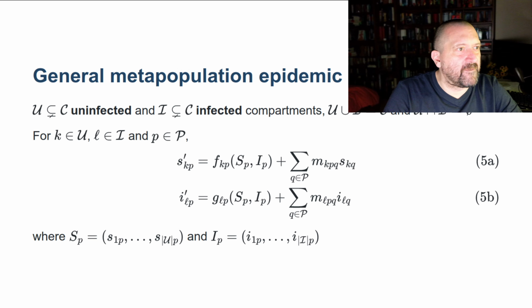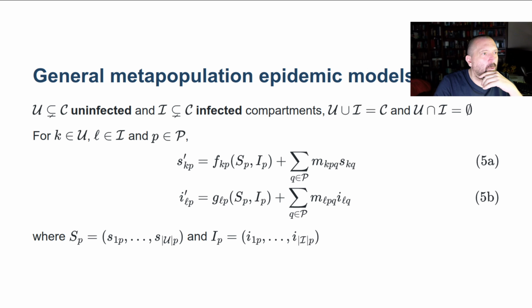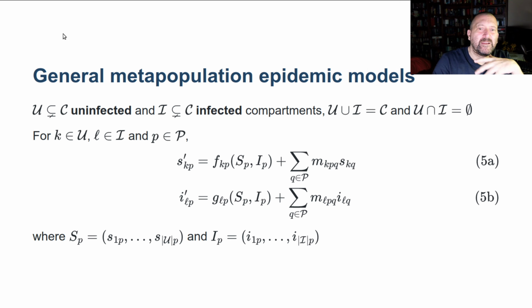In general, if I think about metapopulation models, I can summarize things this way. I have uninfected compartments and infected compartments, and I'm just going to split all the compartments that are possible between uninfected and infected. So the union of the two is all the compartments that I'm considering, and the intersection is empty. And then a metapopulation model would take this form.